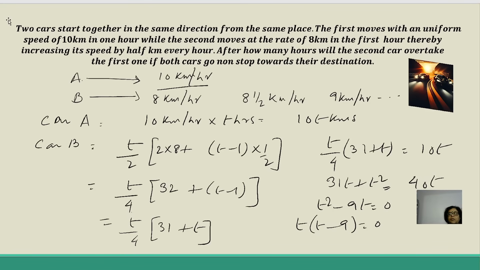It's a quadratic, so obviously we'll get two solutions. One will be t is 0, one will be t is equal to 9.